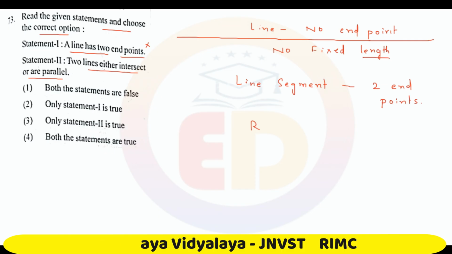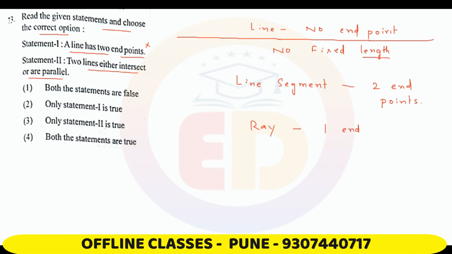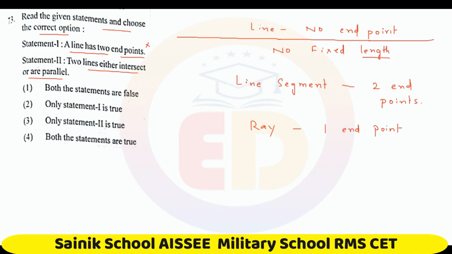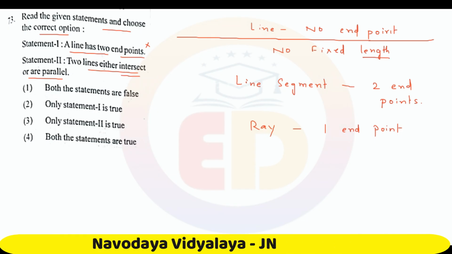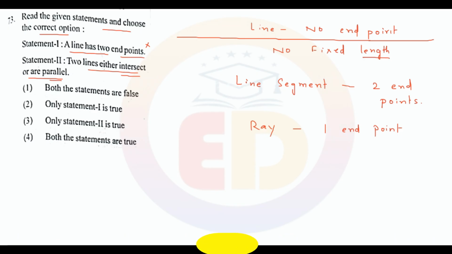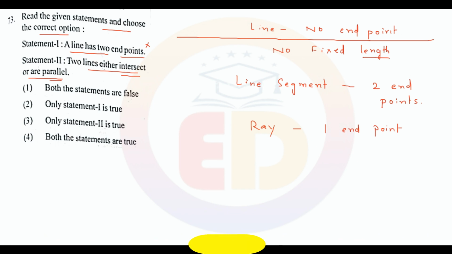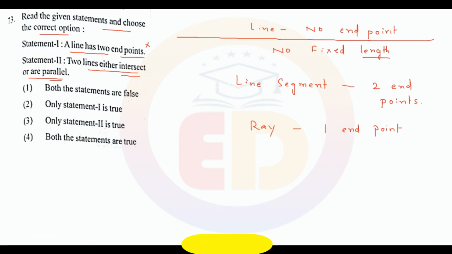Similarly, a ray has 1 endpoint and also it has no fixed length. Second statement, 2 lines either intersect or are parallel. Now if you look at this sentence, when we talk about geometry in 2D shapes or in a plane geometry, this sentence will hold correct.